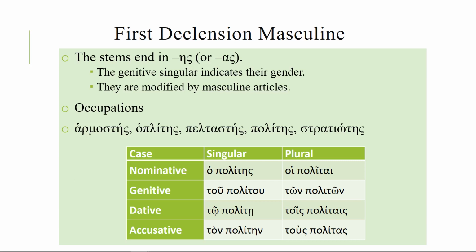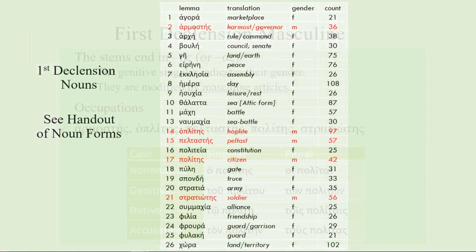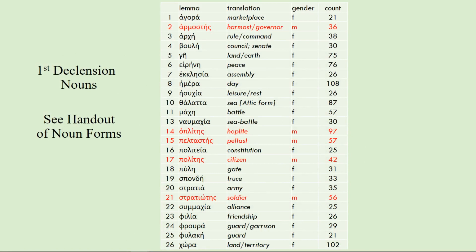I've limited the words to things occurring most often in Xenophon's Hellenica. And in fact, in the final column, you can see the count in the entirety of the Hellenica, which is 6 books. You can see how often it occurs. The red indicates the masculines, which I've already mentioned. And we're just going to concentrate on these 26 nouns of the first declension. Agora is the marketplace. We get the word agoraphobic from that. Harmost I talked about. Arche is rule or command. It originates from the word first. You have rule over someone in the genitive.